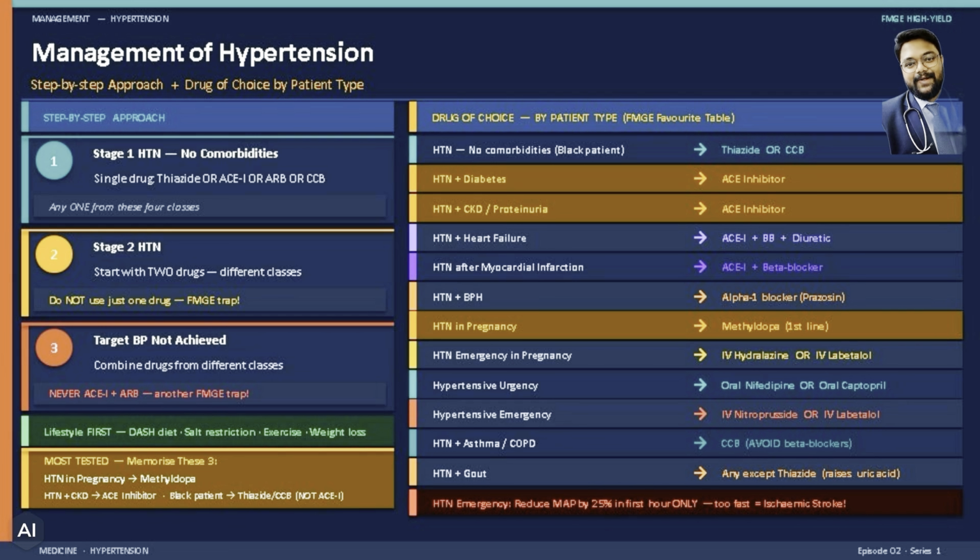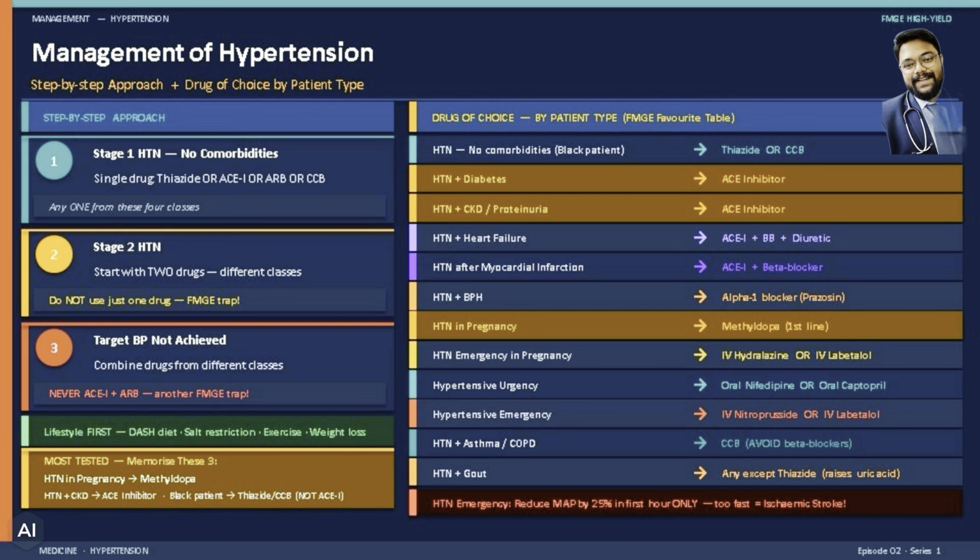This combination reduces mortality. Hypertension with benign prostatic hyperplasia, alpha-1 blocker like prazosin. It relaxes the prostate too. Hypertension in pregnancy, methyldopa is first line. It's safe in all trimesters. Hypertensive emergency in pregnancy, hydralazine or labetalol. These are the IV drugs for acute control.